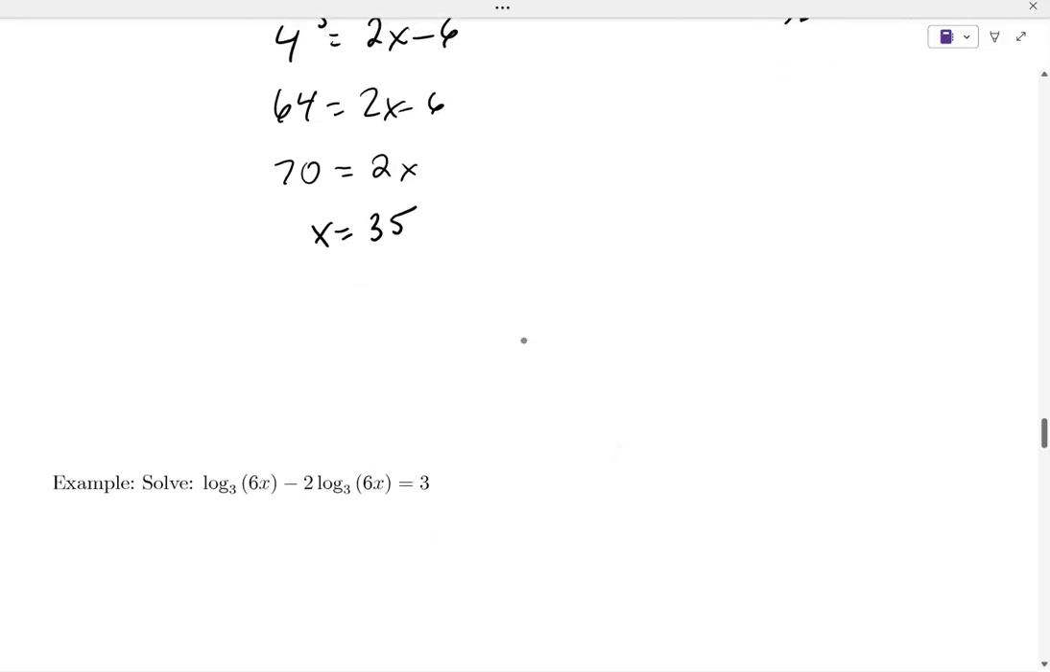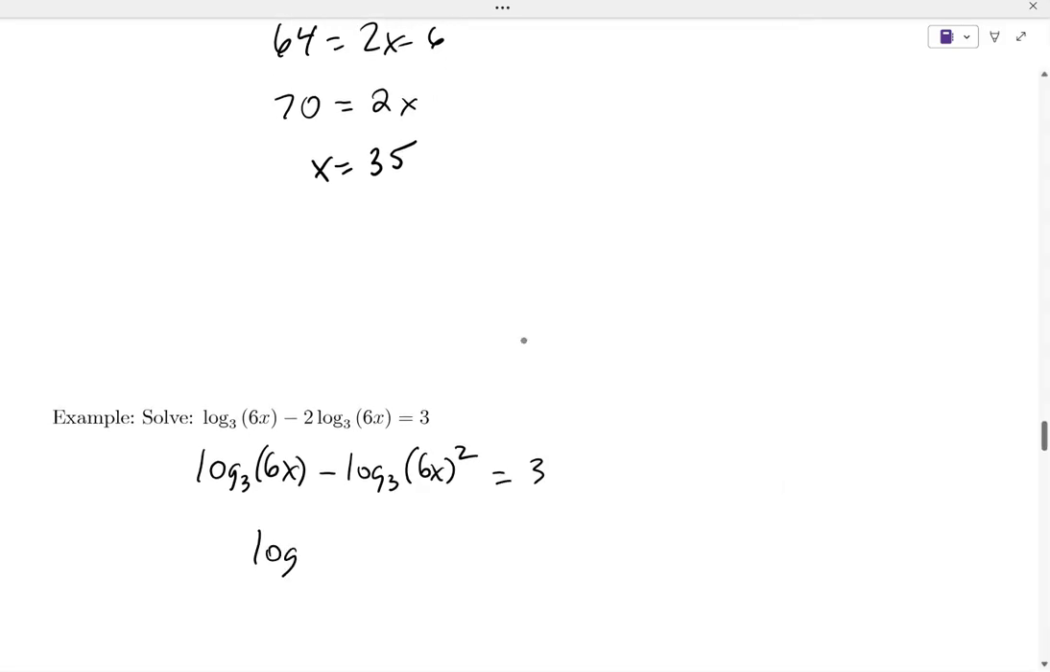Make it the exponent. So we'll have log base 3 of 6x minus log base 3 of 6x, the whole thing squared, equals 3. Remember, when I bring that exponent up to the top, it's on the entire inside now. So the 6x will still be in parentheses there. Okay. Now I've got the difference of 2 logs. How can we rewrite that? Division. Good. So we have log base 3 of.